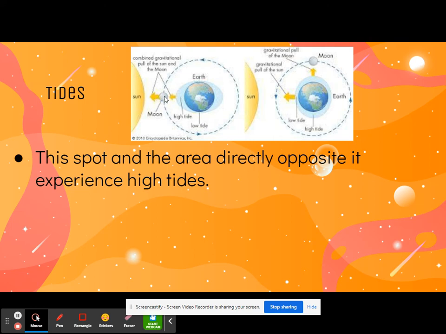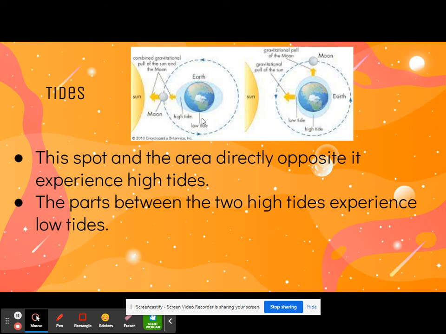This spot, so if the moon is here, this spot on our planet and the spot directly opposite it are both going to experience high tides. So if the moon's here, this part is going to experience a high tide, and this part is going to experience a high tide. If the moon's here, then the North Pole is going to experience a high tide, and the South Pole is going to experience a high tide. As the moon moves around, our tides do that too. And it's always the part that's facing the moon and the part directly opposite it. The parts in between those two places are going to have low tides. So you could say the parts perpendicular to it are going to have low tides.